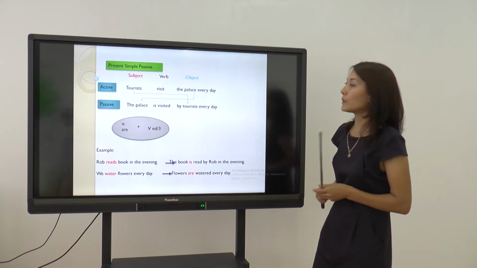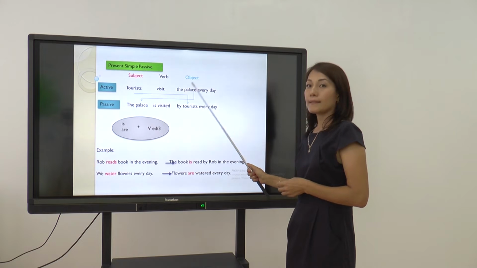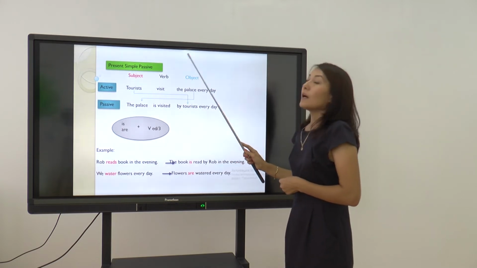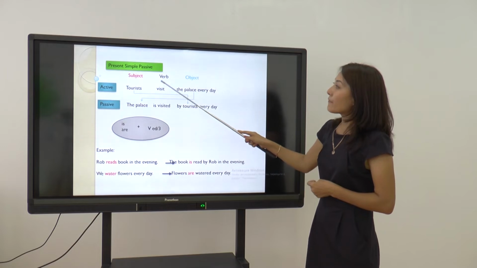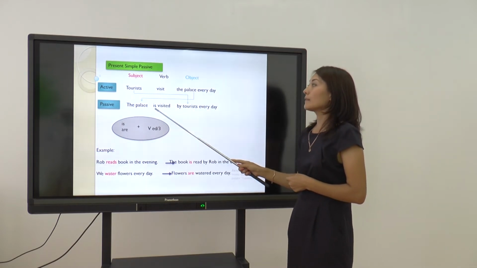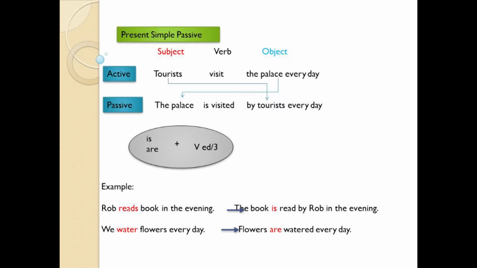Okay, let's try to do it. We know that our object in the active sentence is the palace. We'll start from it. The palace. If our first sentence is in the present simple, we should use the verb to be here. Is. The palace is in singular form, yes? The palace is visited by tourists every year. Yes? The palace is visited by tourists every year.